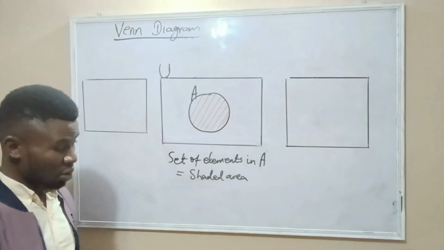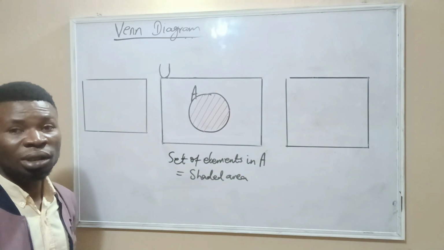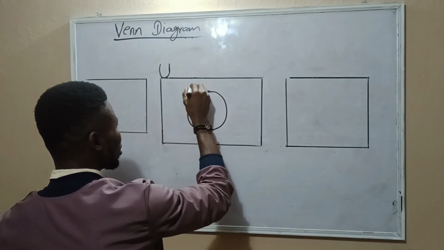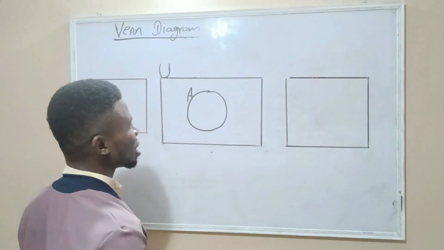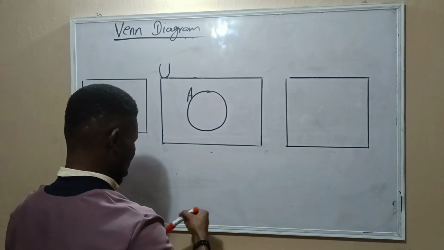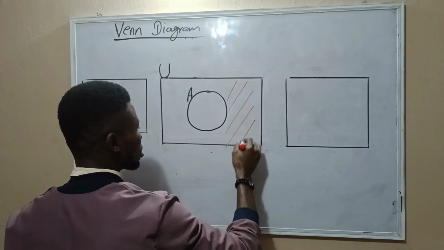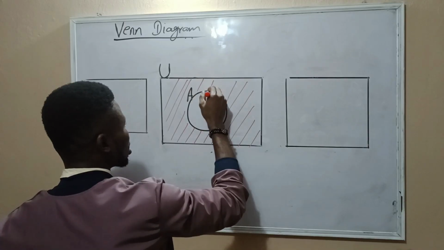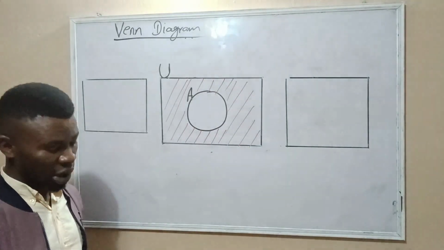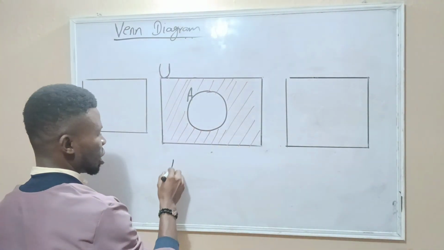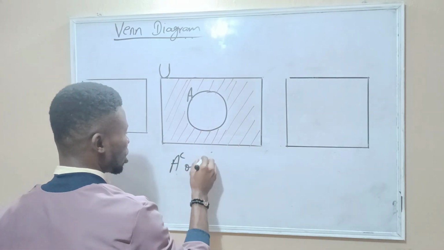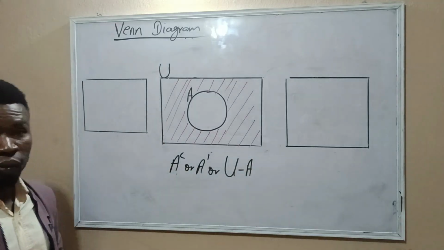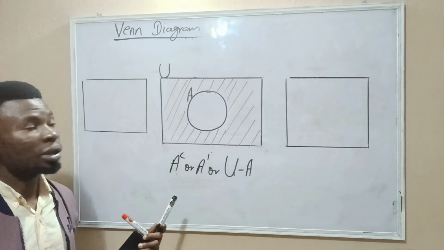So when you talk about the set of elements in A, this is how it is represented in a Venn diagram. Now, for this one, we have a circle like this. We have A, and then instead of shading the inside, the outside is now shaded. Everything outside is shaded except the inner circle. And this is what we call A complement or A prime, or the universal set minus set A. This is how to represent it in a Venn diagram.